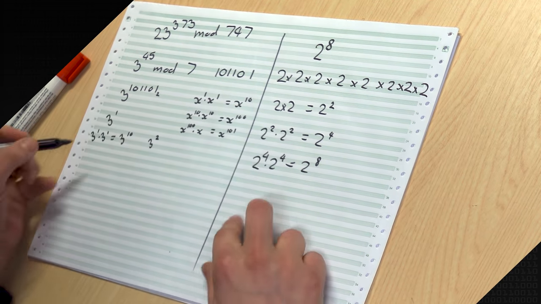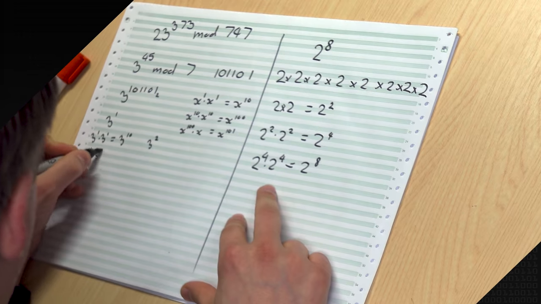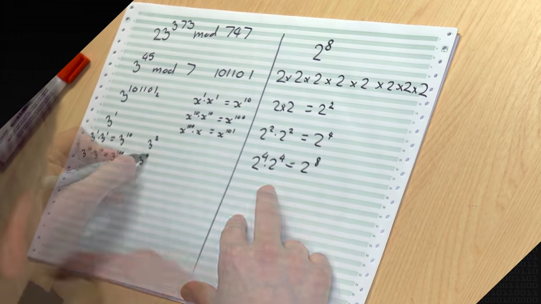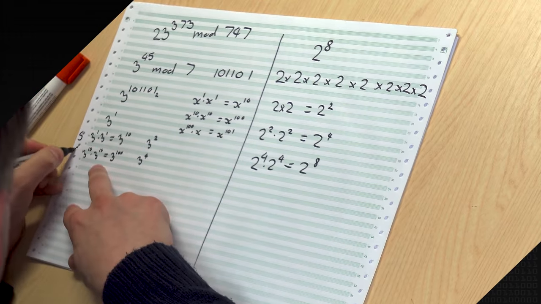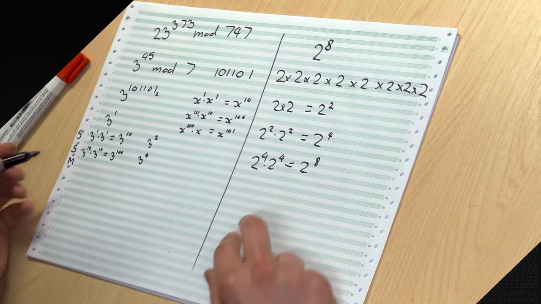We can't do that in one step. We have to do a square first. So we do 3 to the 10. 3 to the 10 squared is 3 to the 100. Right, that's 3 to the 4. So this is a square. This is a square, and now we're gonna multiply. I've not left myself a huge amount of room here, but we won't worry about it.